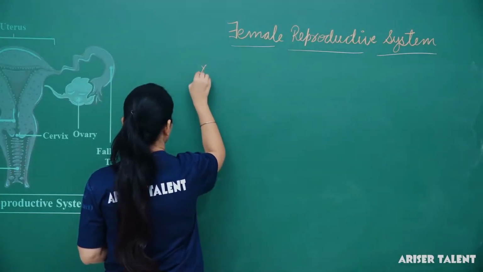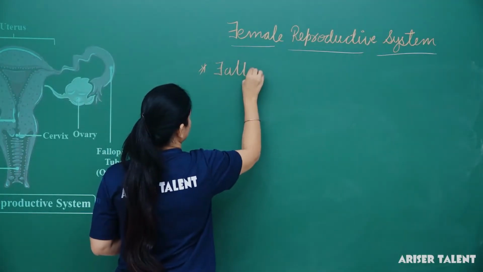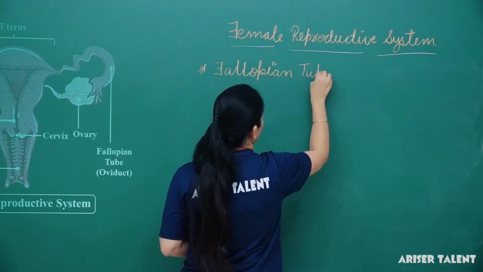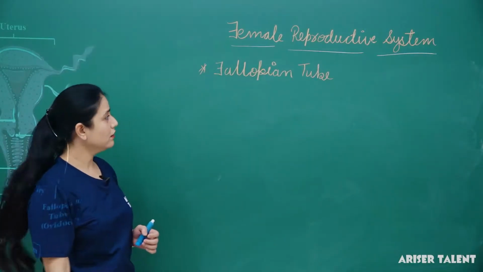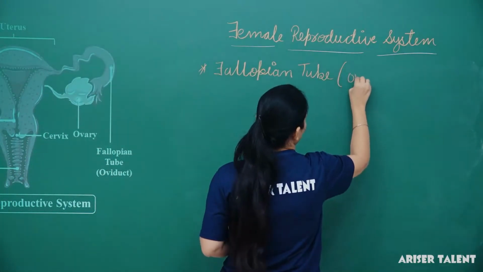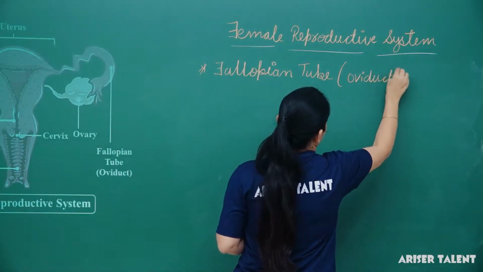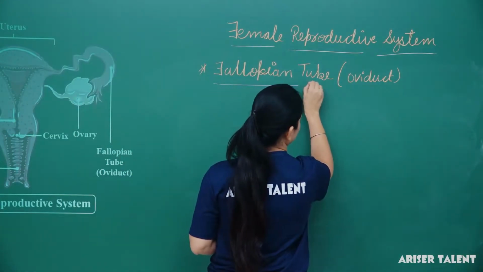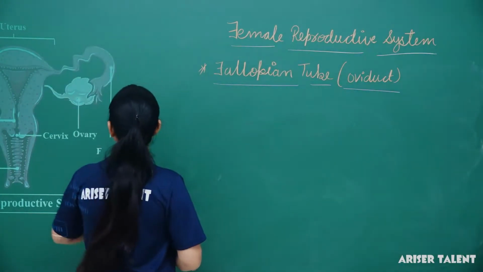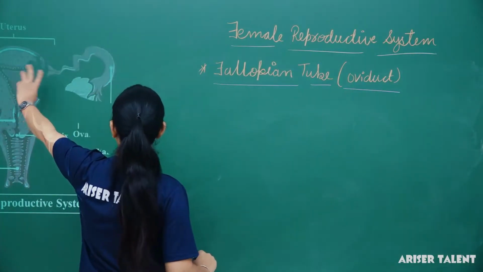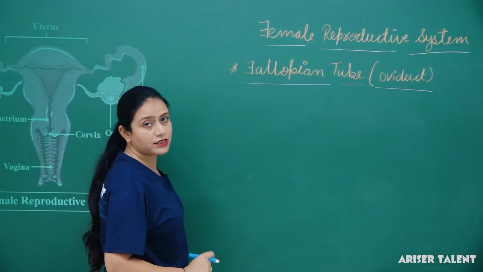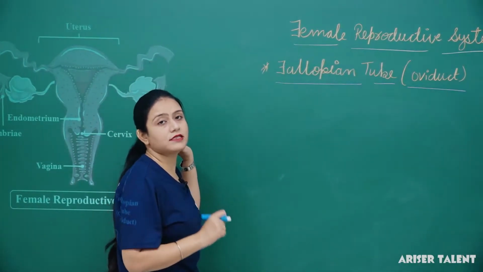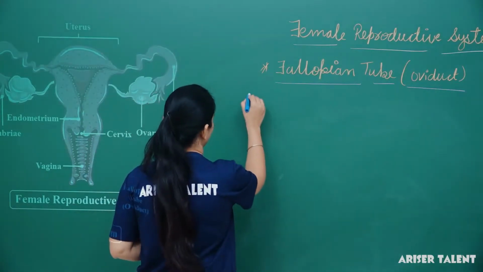Next is the fallopian tube. The fallopian tube is also known as the oviduct. Generally here we can see that there are two fallopian tubes. These are connected to the ovaries. These fallopian tubes are almost 20 centimeter long, muscular, tube-like structures.